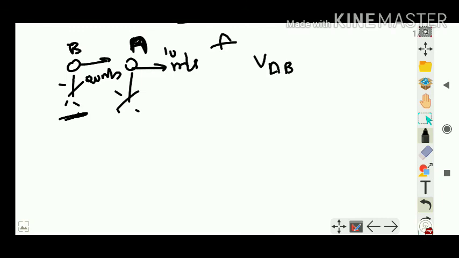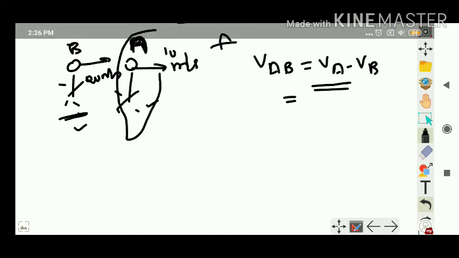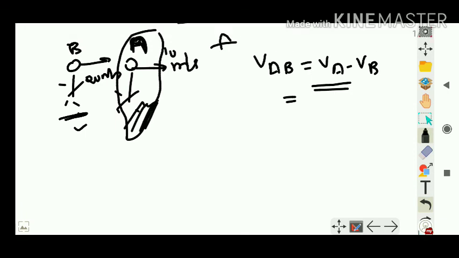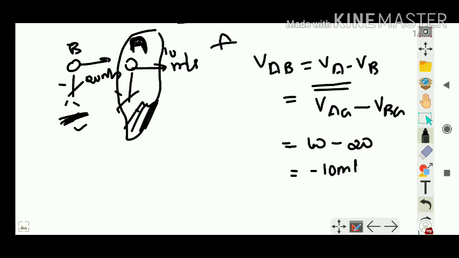It is VAB, that is velocity of A with respect to B, is equal to VA minus VB. So actually each velocity I am comparing is with ground. What is VA actually? It is velocity of A, 10 meter per second with respect to ground. So actually I can write it as VAG, and VB is velocity of B with respect to ground, so I can write it as VBG. So what is the velocity of A with respect to ground? It is 10. And what is VBG? It is 20. So I'll get minus 10 meter per second.